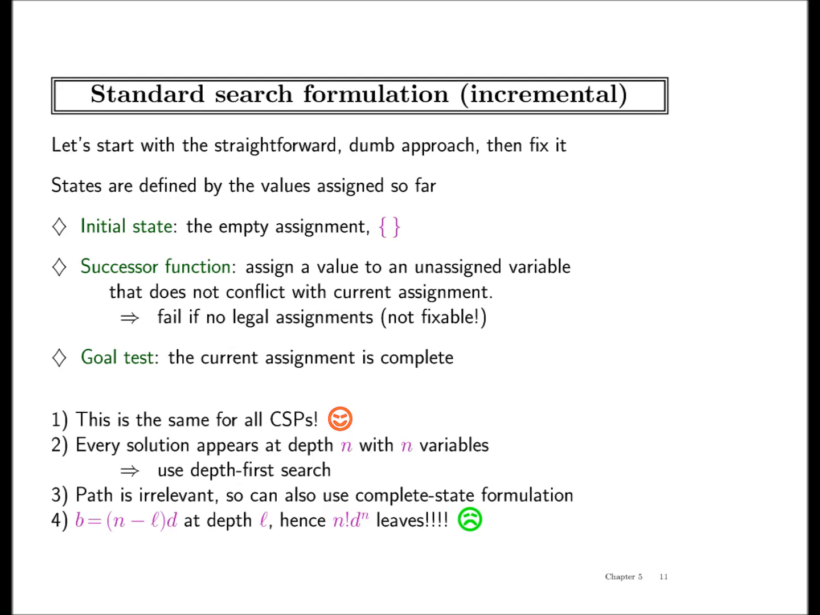Doesn't every variable have its own domain? Yeah, but let's suppose they all have domain size D. D is the maximum domain size of any variable, at most you can have. So why isn't the branching factor D?